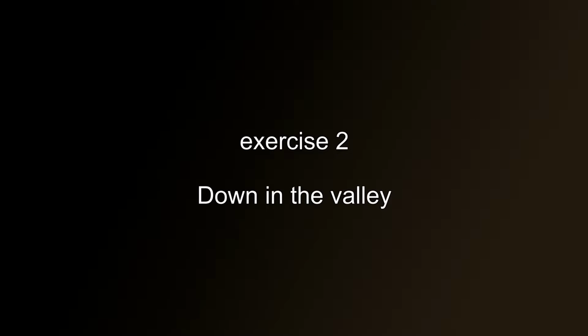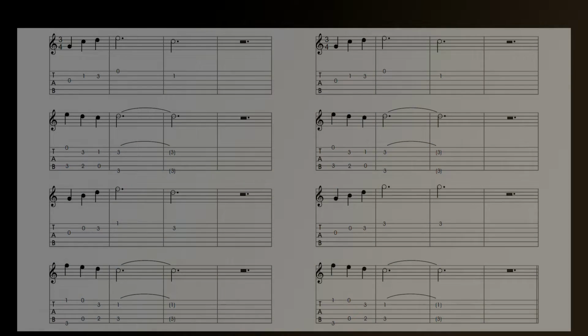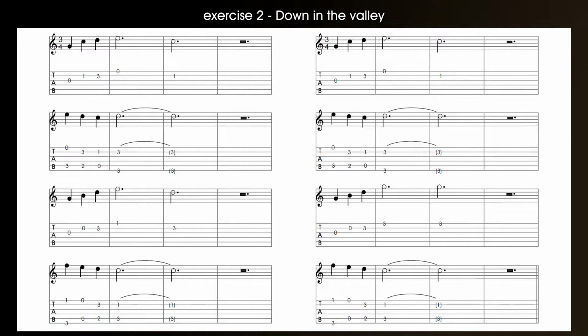Okay, let's move on to the next exercise. Exercise 2, Down in the Valley. Down in the Valley is a classic that most people know. However, it's worth looking at because of some little quirks it's got in it, particularly this version. The first thing you need to notice is that it's in 3/4 time, which means 3 crotchets per bar.